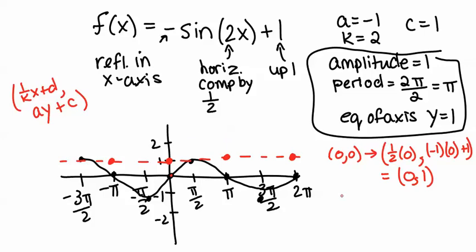Okay, and then if I want to look at another point, so say I wanted to look at pi over 2 and 1 and transform that. So I just have to do pi over 2 times 1/2, which would make it pi over 4. And then I have to do 1 times negative 1, which is negative 1, and then plus 1, which is 0. So now I've got a point at pi over 4 and 0. So I'm right here, point right there.